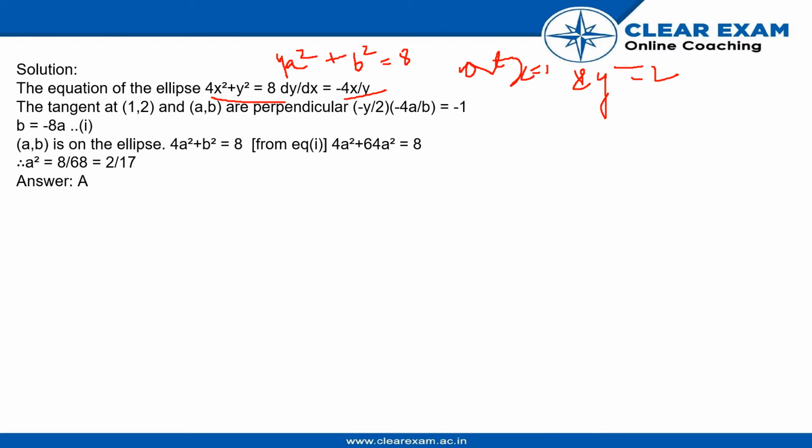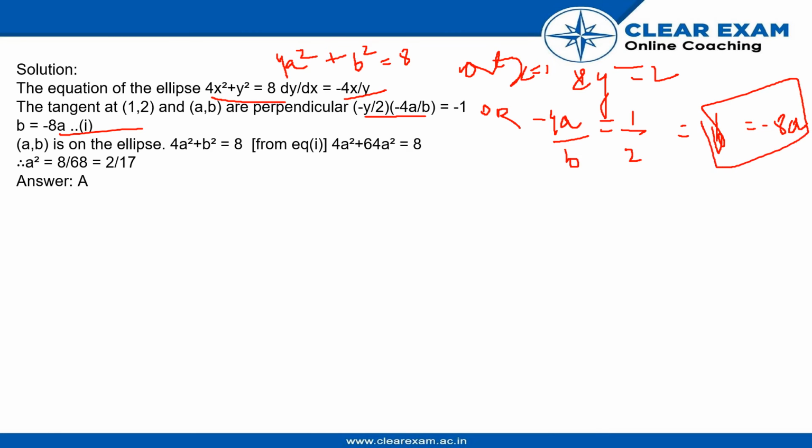So the tangents at (1, 2) and AB are perpendicular. So this is the equation, right? Or we can write it as −4a/b = 1/2. So from here we'll get the value of b, that is −8a. This one, first equation, we'll get the value of b equals −8a.